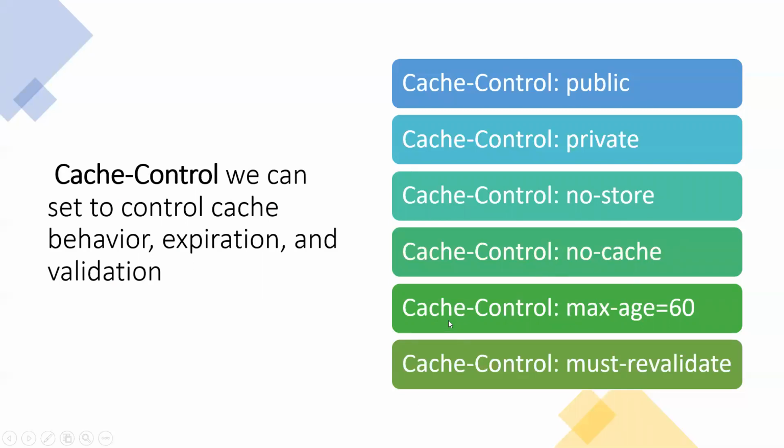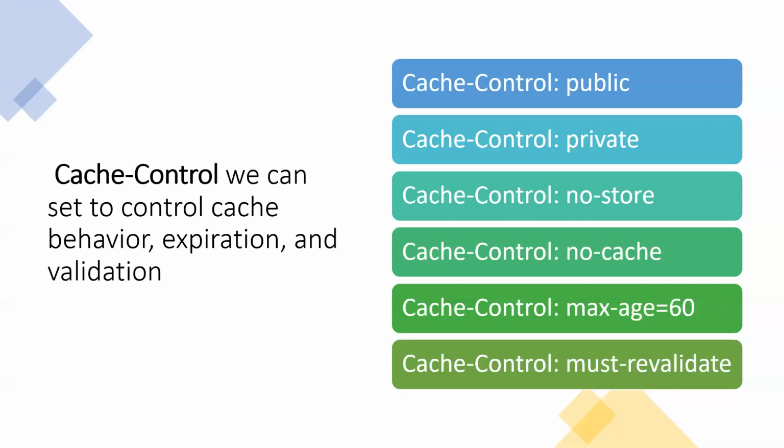Coming to the fifth one, Cache-Control max-age. It is mentioned in seconds, like 60 seconds, which would be 1 minute. So we are saying that this file content will be stored in the cache for 1 minute, not more than 1 minute. We can mention how many seconds the file should persist in the browser cache. The last one would be must-revalidate. Whenever we are trying to use the file, we need to check whether it was newly created or modified on the web server. So these are all the options we have for Cache-Control.